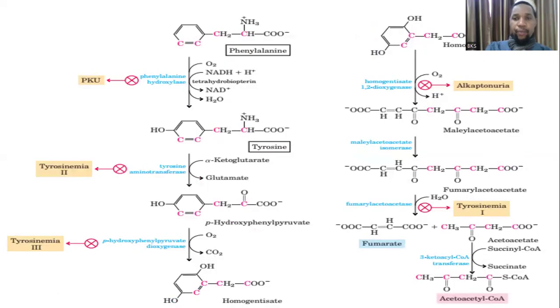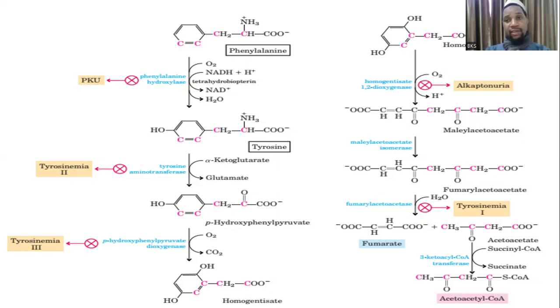So, breakdown of phenylalanine and tyrosine, the same pathway. We've already talked about how phenylalanine becomes oxidized to form tyrosine. The reaction is catalyzed by phenylalanine hydroxylase. And we talked about this enzyme being a mixed function oxidase, which uses molecular oxygen to produce water.